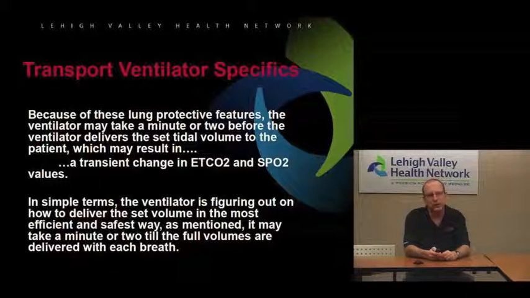So what's going on if you watch your volumes? Let's say it's set to 500. You set your patient for 500. For the first minute or two, you're going to see a volume of about 180, then maybe 220, then maybe 250, then maybe 300, then 350, then 400. So the machine's trying to figure out the most efficient and what it feels the safest way to deliver those breaths to the patient.